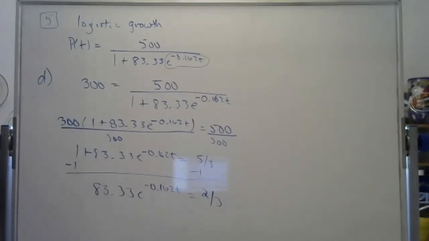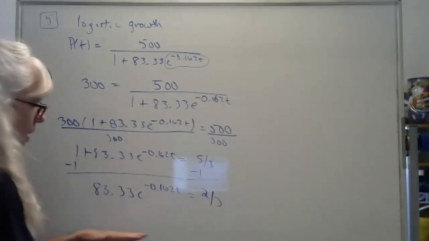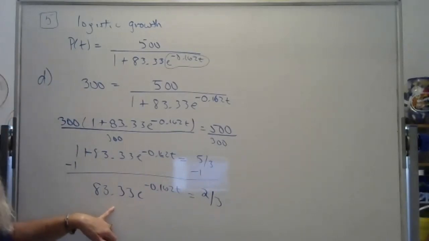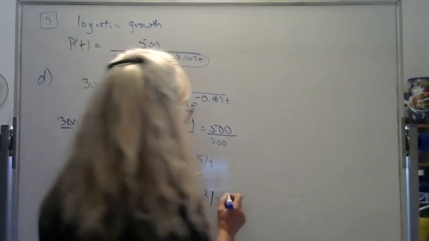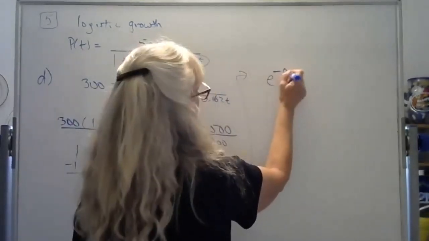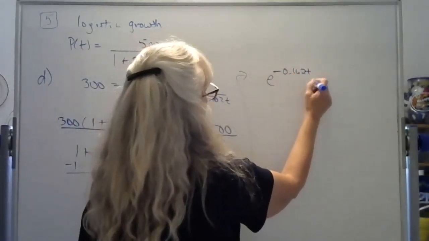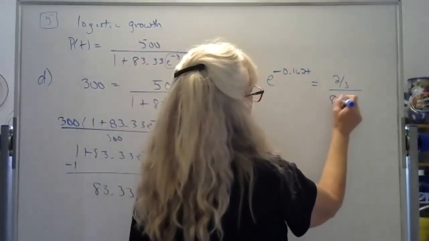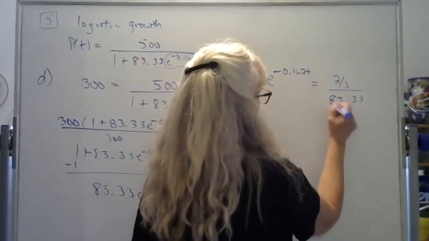Okay, and here's where it gets ugly for me. Our next step is to get the e by itself. We're going to divide both sides by 83.33. Luckily, we have calculators that can do wonderful things. So that's e to the negative 0.162 t equals 2/3 divided by 83.33.